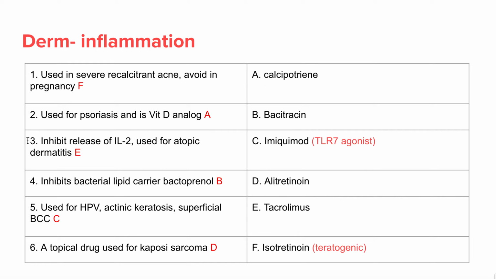Number three, inhibits the release of IL-2 and used for atopic dermatitis. This is our tacrolimus. Number four, inhibits bacterial lipid carrier bactoprenol. So that's our bacitracin. Number five, used for HPV, actinic keratosis, and superficial basal cell carcinoma. And this is our imiquimod, which is a TLR7 agonist. It actually enhances the immune system to fight the infection better. Number six, a topical drug used for Kaposi sarcoma, and that's your alitretinoin.